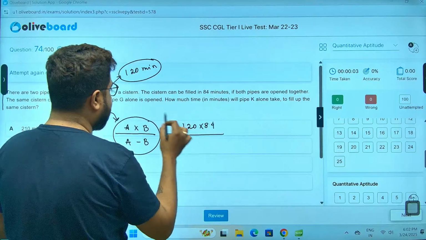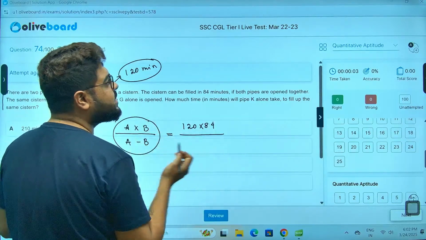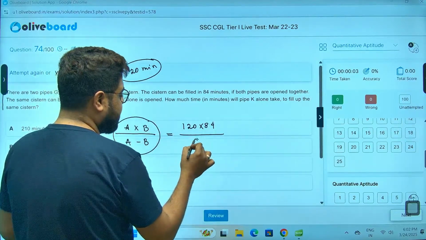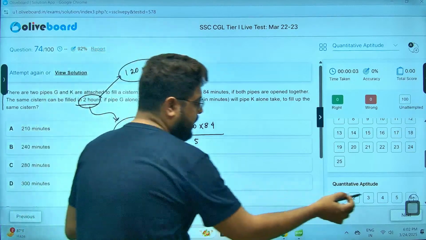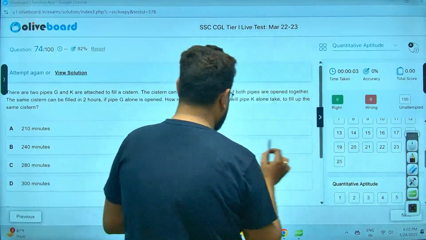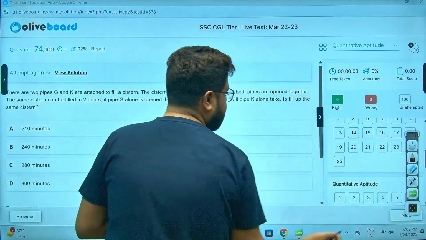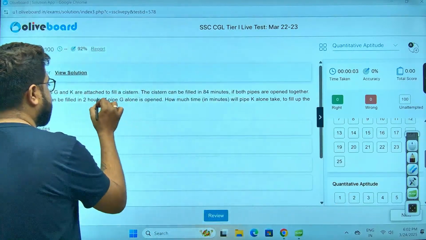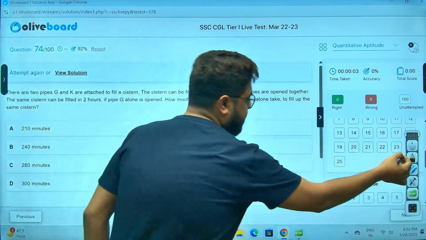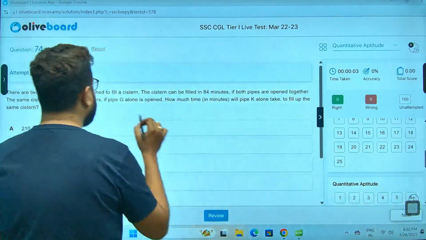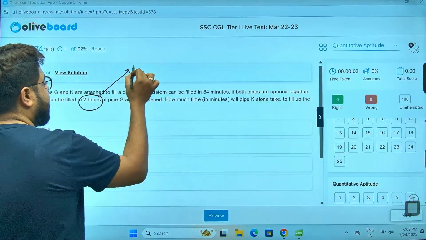120 into 84 by 120 minus 84, how much? Sorry, let's do it once more, my mistake. I selected the eraser instead of the pen. This is 120 minutes.